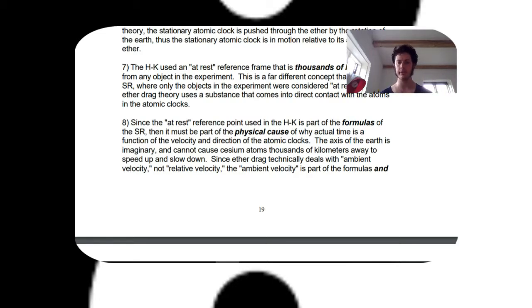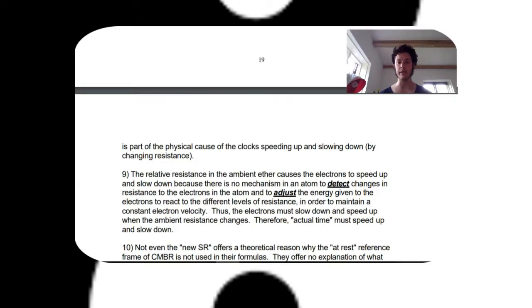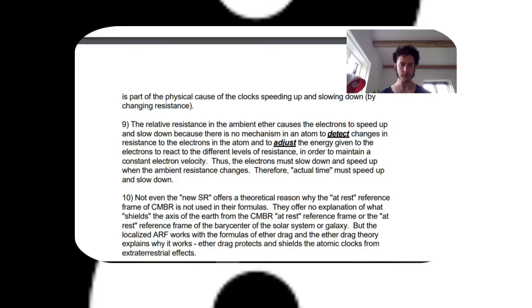Since ether drag technically deals with ambient velocity, not relative velocity, the ambient velocity is part of the formula and is part of the physical cause of the clock speeding up and slowing down by changing resistance. The relative resistance in the ambient ether causes the electrons to speed up and slow down. This is electrons, not ethons.